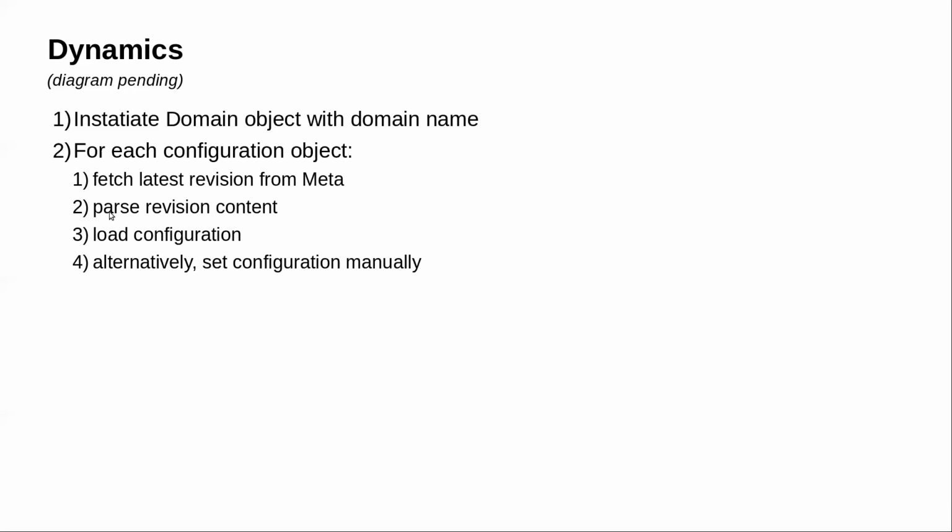This content fetched from Meta is parsed, because actually in Meta we can store anything. So we parse it to make sure that the configuration file is okay, it's not corrupted. And we load the configuration. Like, for example, if in Meta we have that for example.com, we had 5 templates, we load those 5 templates into the template configuration object. The same for the pattern configuration object.